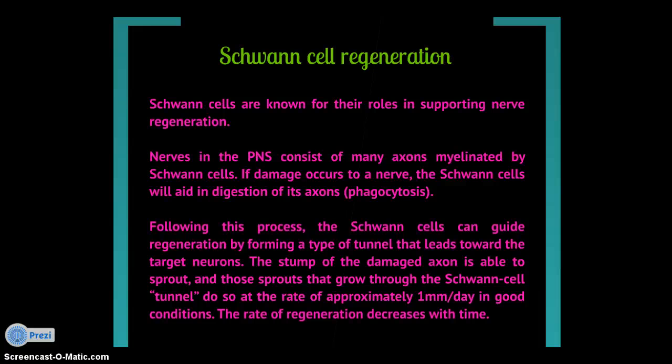neurons. The stem of the damaged axon is able to sprout, and those sprouts that grow to the Schwann cell tunnel do so at the rate of approximately 1 mm per day in good conditions. The rate of regeneration decreases with time.